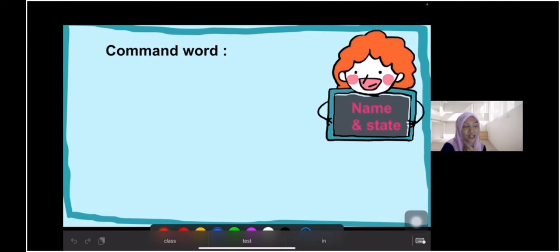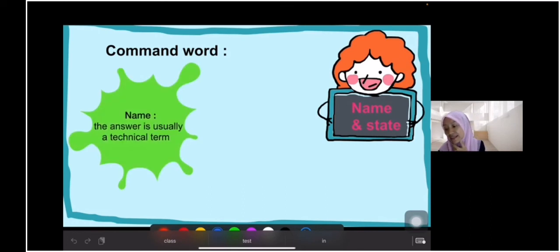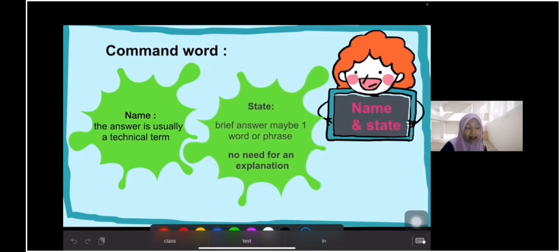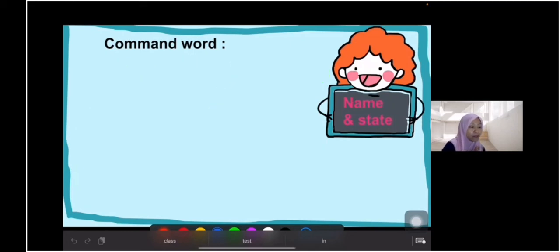Okay, next kita nak tengok command word name and state. Saya risau takut tak sempat dah 9 suku. Okay, bila nak jawab soalan, command word dia name and state. Name, the answer is usually a technical term. Yang ni kena guna terminology. Okay, and state is a brief answer, maybe one word or phrase. No need for an explanation. Tak perlu explain apa-apa. Just bagi je satu perkataan pun dah okay.